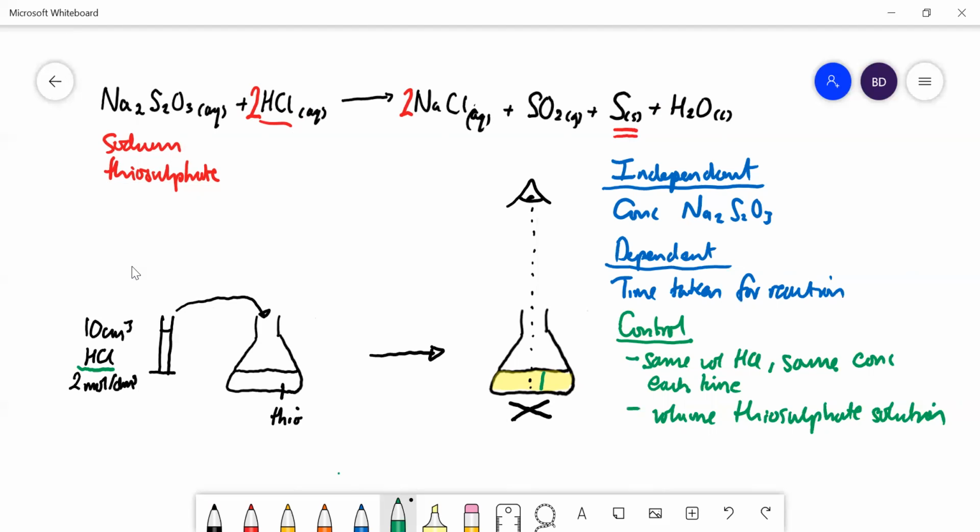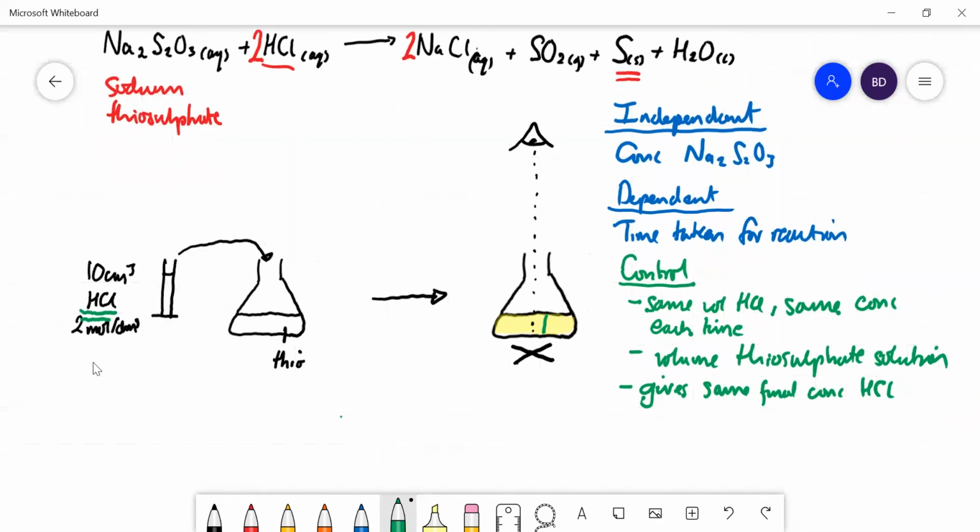Another reason why it's important to keep the volume of the thio the same is because you're adding the same volume of HCl. That will give you the same final concentration of the HCl. So it wouldn't be fair if you added 10 centimeters cubed of HCl to 50 centimeters cubed of one thio solution, then 60 of another, because you would be changing the concentration of the HCl as well. So they're the most important things. Also, with any rates of reaction experiment, when you're not investigating temperature, you must keep the temperature the same. But the temperature probably is going to be the same.